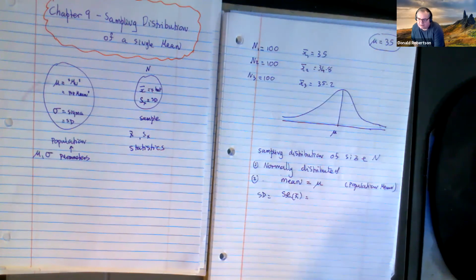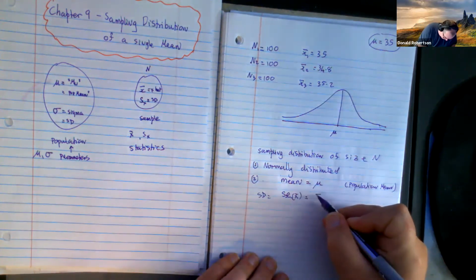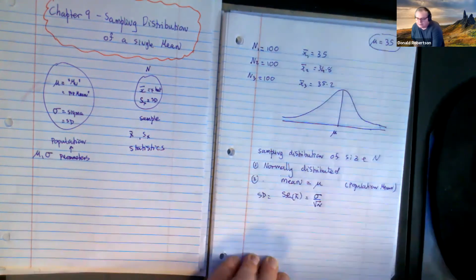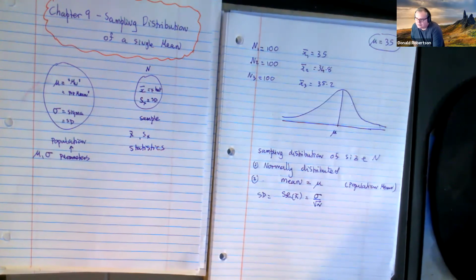Now, when we did population, wasn't the mean P and the standard deviation the square root of P times (1 minus P) over N? Remember those two guys? In this situation, it's got a different formula. It's that guy: sigma, the population standard deviation, divided by the square root of the sample size, right? So if it's 100, it's the square root of 100.